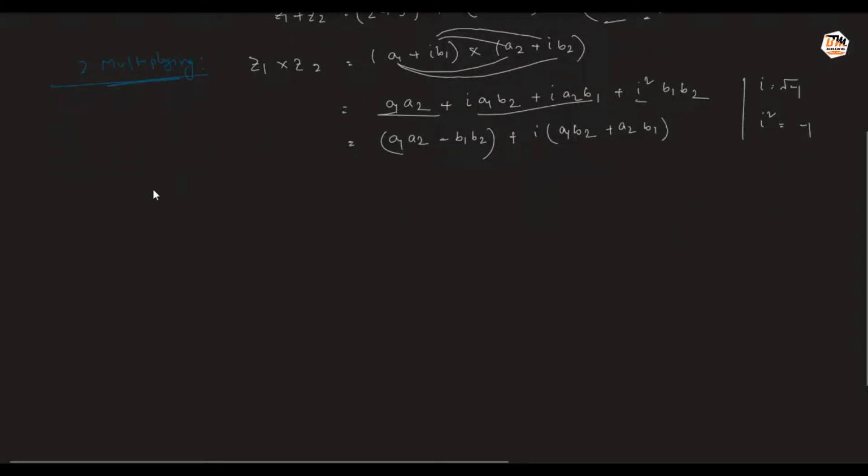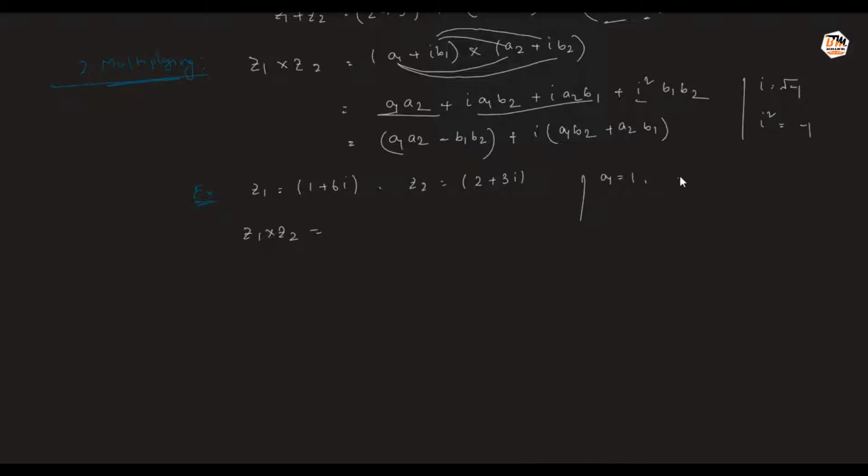So for example, let's take two complex numbers, say z1 equal to 1 plus 6i and z2 equal to 2 plus 3i. Now we will do z1 into z2 with our formula. Here a1 equal to 1, a2 equal to 2, b1 equal to 6, and b2 equal to 3.